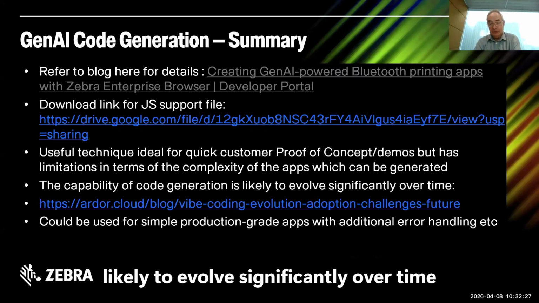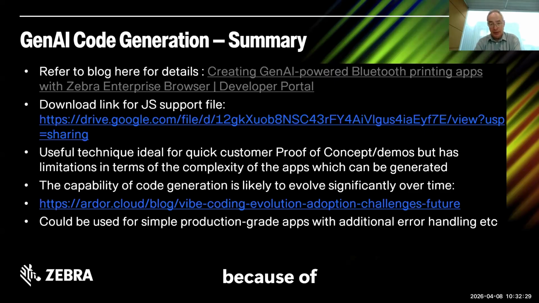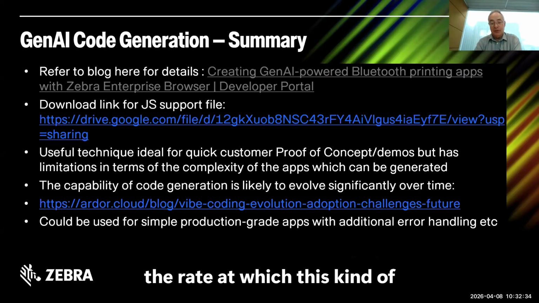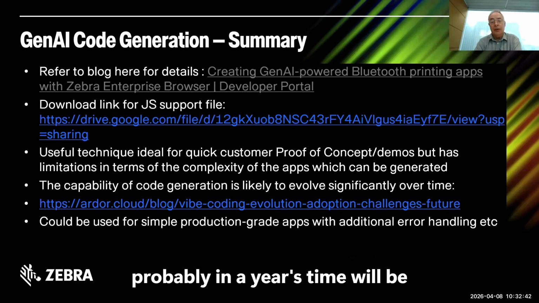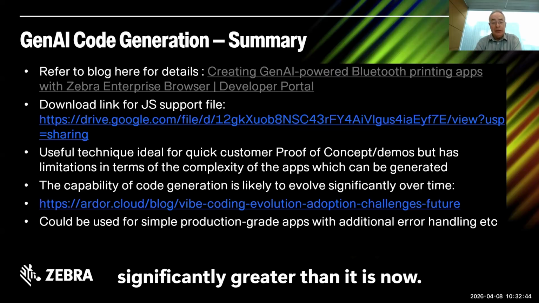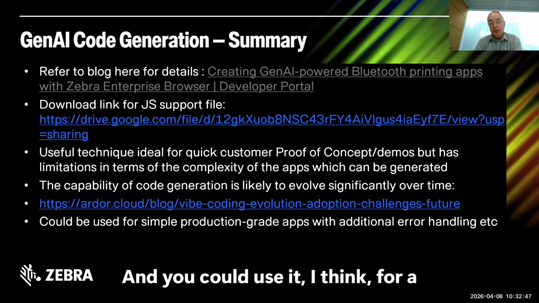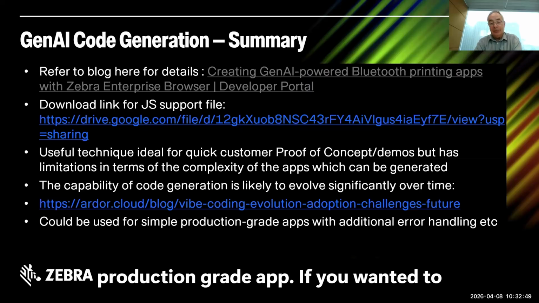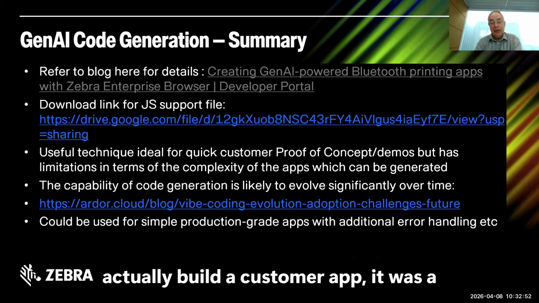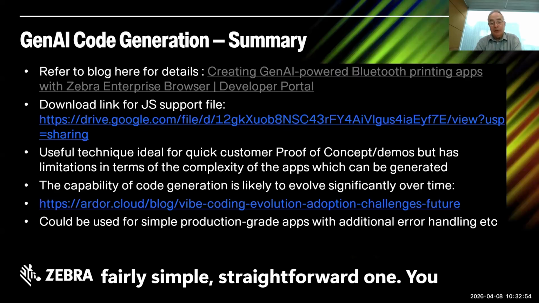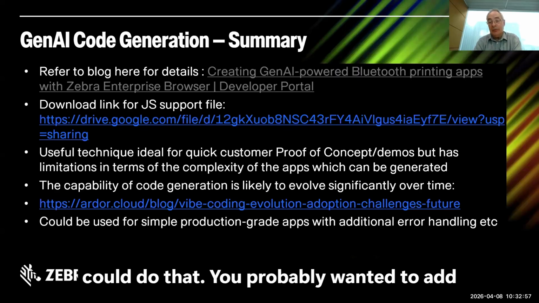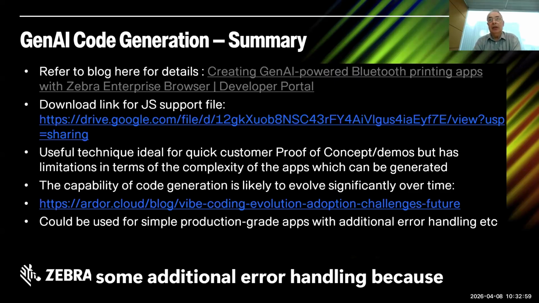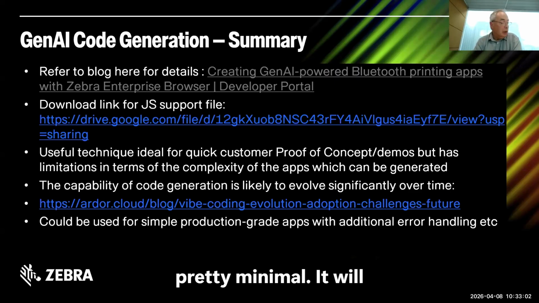The capability of the code generation is likely to evolve significantly over time because of the rate at which this kind of technology is evolving. I think the capability in a year's time will be significantly greater than it is now. And you could use it, I think, for a production grade app if you wanted to actually build a customer app, if it was a fairly simple, straightforward one. You probably want to add some additional error handling, because the error handling at the moment is pretty minimal.